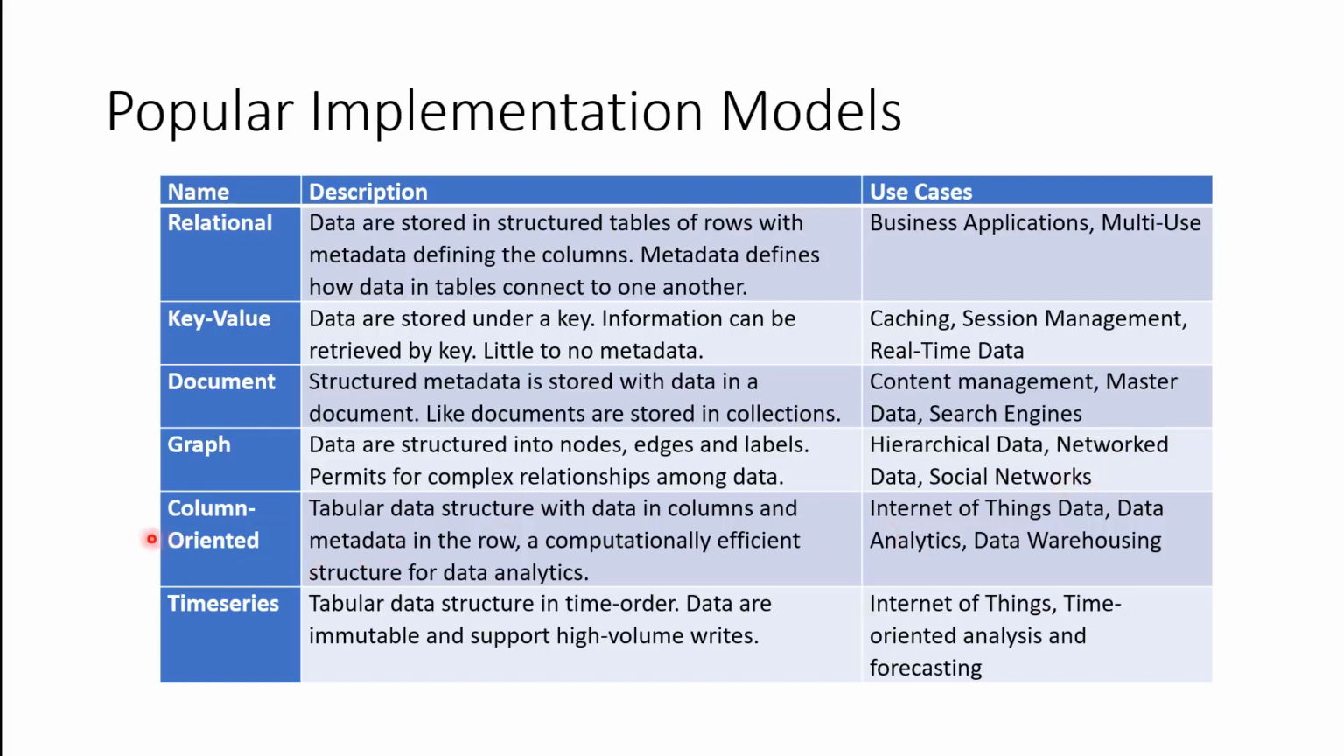So there's also an implementation model called column-oriented. What we do is we take the data that we would normally put in a row and we store it in a column. So you might be saying, well, why do this with tabular data? The table, by the way, looks exactly the same as any other table. There are columns vertically and rows horizontally.